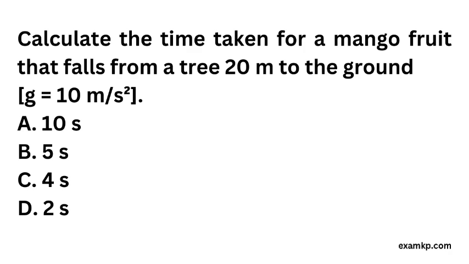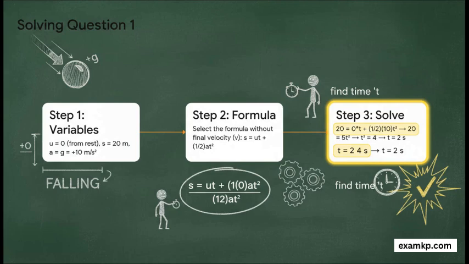Now, before I solve it, I want you to just pause for a moment and think, which formula would you use here? All right, let's break it down together. First things first, we list our variables. It falls, which means it started from rest, so initial velocity u is 0. The distance, s, is 20 meters. Since it's falling, acceleration a is a positive 10. We need to find the time t.